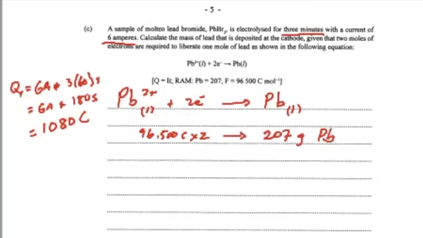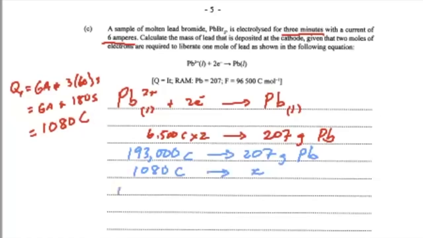Now, before we even get to the 1080, we can rewrite this. 96,500 times 2 is 193,000. So it required 193,000 coulombs of electricity for the liberation of 207 grams of lead. So if we used 1080 coulombs, what amount of lead are we expecting? So we're solving for X.